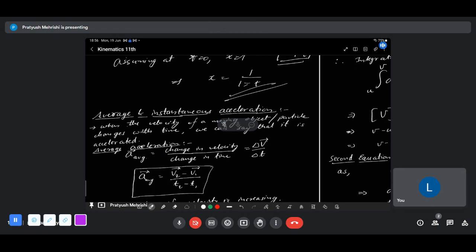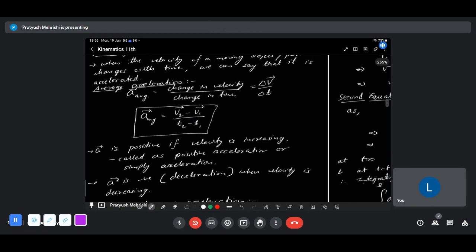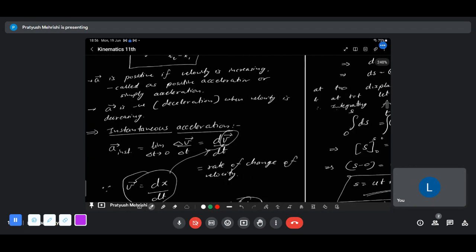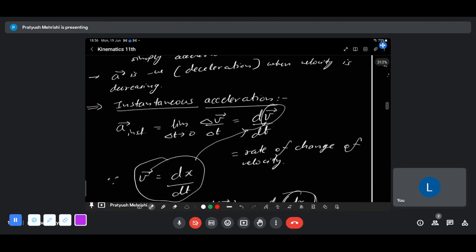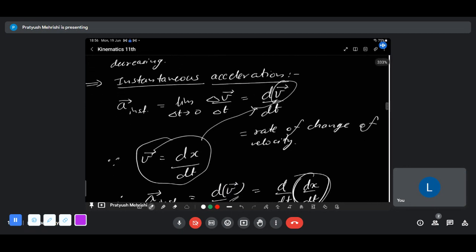So it is v2 minus v1 upon t2 minus t1. Again, acceleration is a vector quantity. It will be positive if the velocity is increasing, and negative if the velocity is decreasing. Instantaneous acceleration is the same as instantaneous velocity, that is, differentiation of velocity with respect to time. It will give us the instantaneous acceleration.